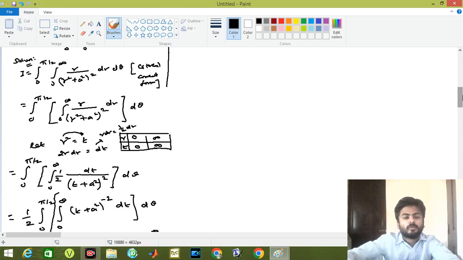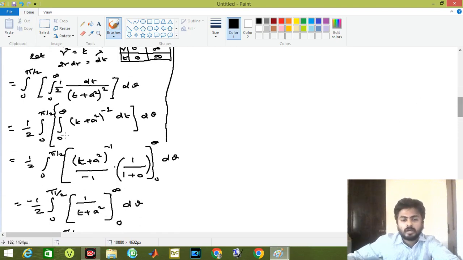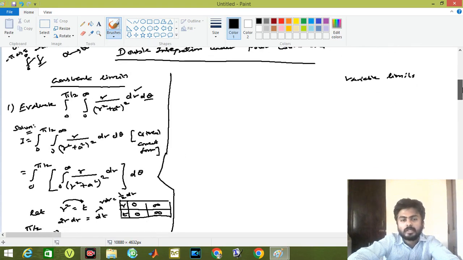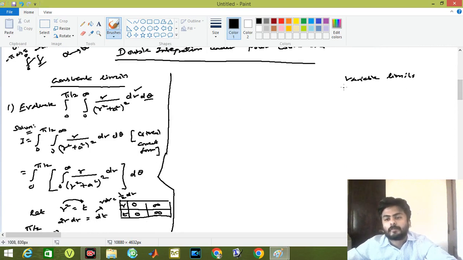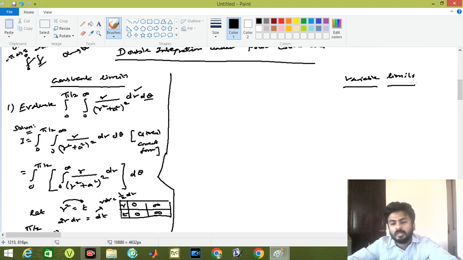Okay, so next we are going to see the double integration under polar coordinates, okay, with variable limits. So this is very important. When dealing with variable limits, you have to know one important formula, that is the integral from 0 to pi by 2.